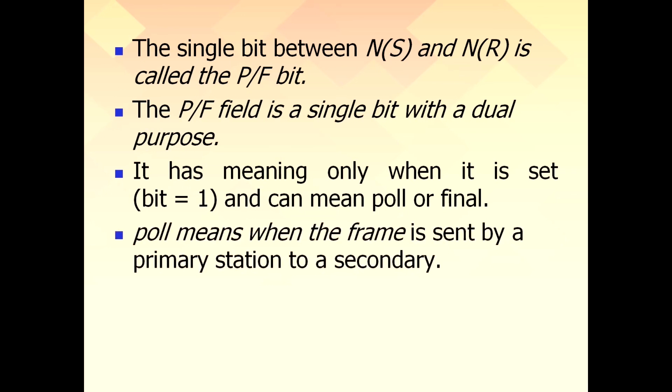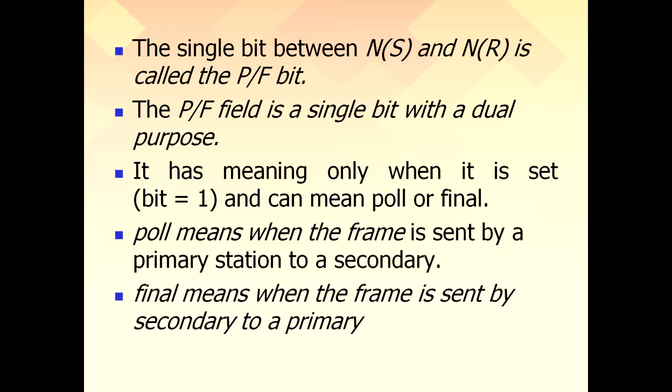Poll means the frame is sent by the primary station to a secondary. Final means the frame is sent by a secondary to a primary. So poll indicates primary to secondary, and final indicates secondary to primary.